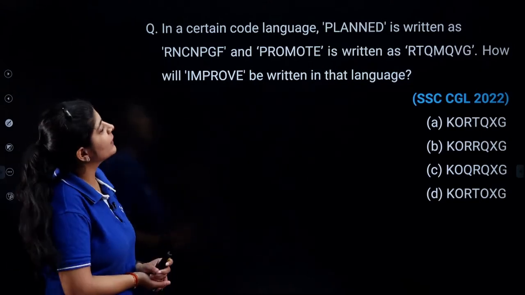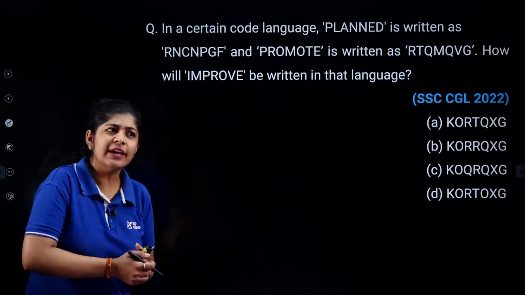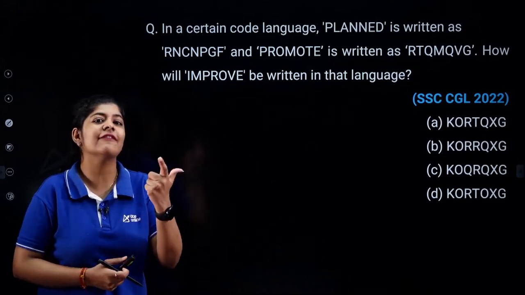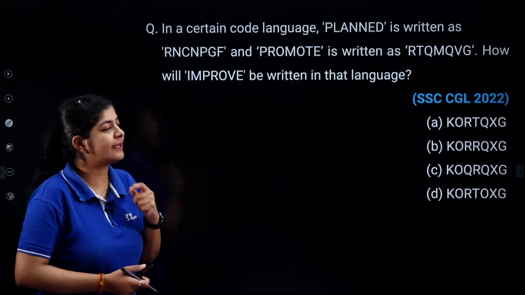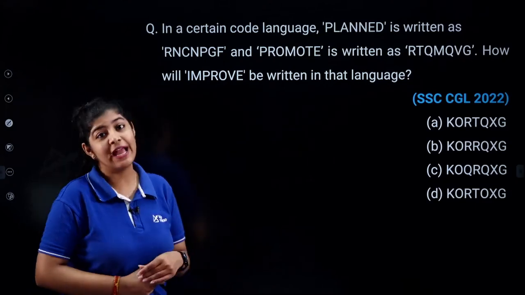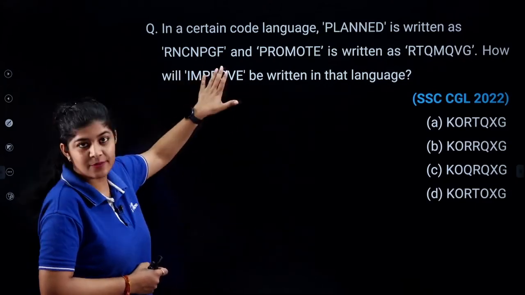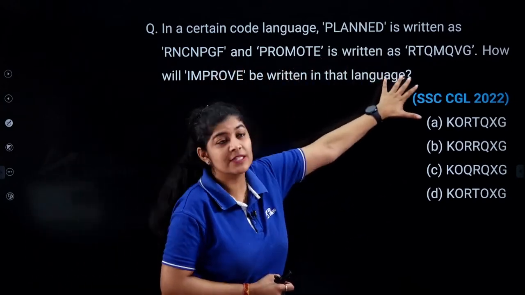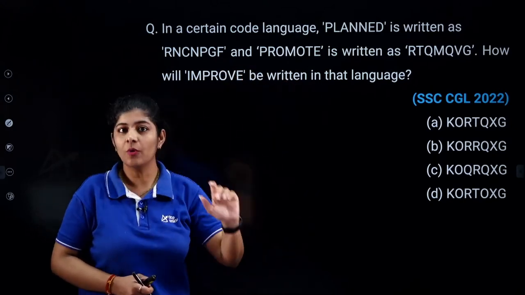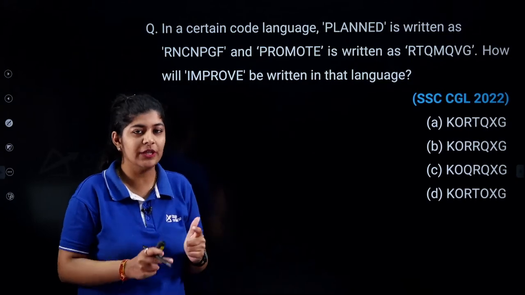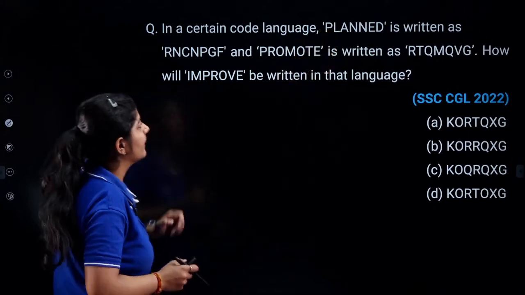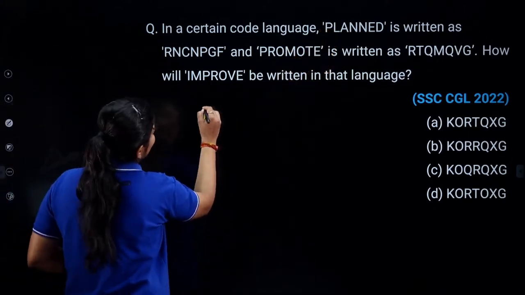So the next question is from the concept of coding decoding. Here in coding decoding we are having several types, but what we need to do is identify the pattern, we need to catch the given pattern. Okay. So the question is saying that in a certain code language, plant is written as this one and promote is written as this one. How will improve be written in that language? So whenever we are having such type of things, we need to identify the common pattern which is applicable in both of these given words. Okay. So here what we are having is plant.